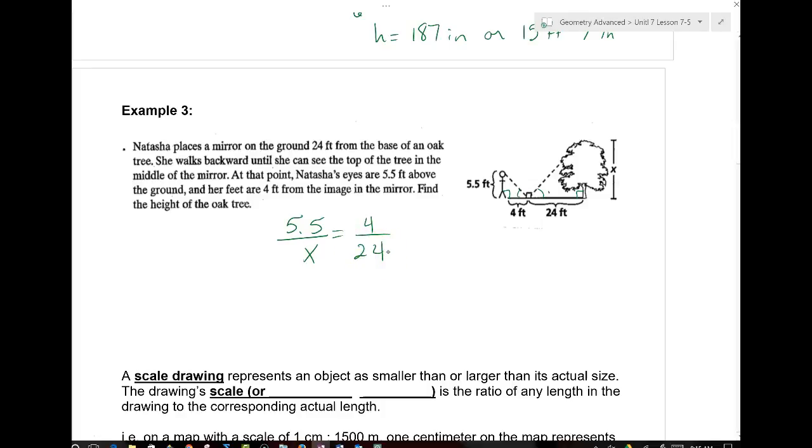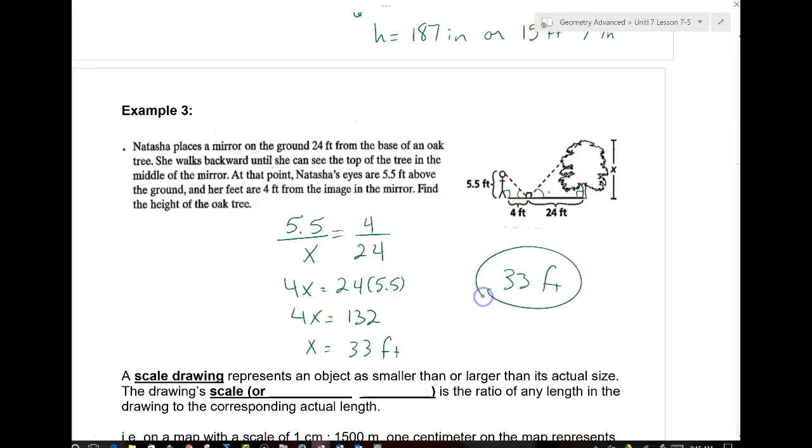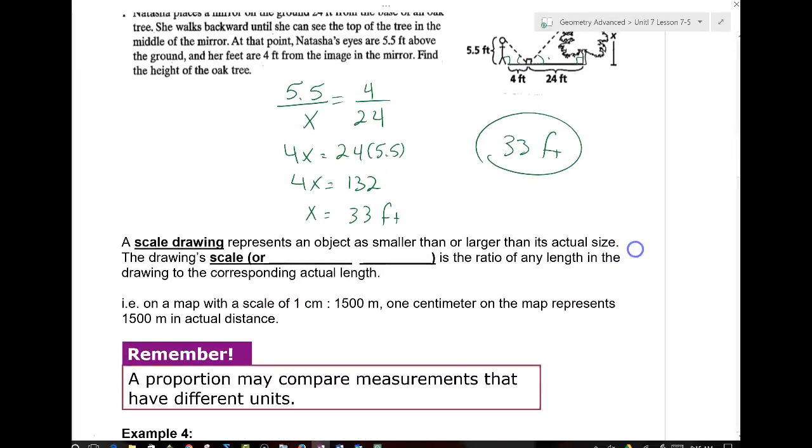Again, cross multiply when you're doing this. What do we get here? We get 4x is equal to 24 times 5.5, which is the same thing as 4x is equal to 132. What are you going to get for your answer, scholars? Did you guys get 33 feet? All right, here's the other thing. Notice with these, a lot of labels you have to keep track of. Pretty simple stuff. It's just using word problems with this.